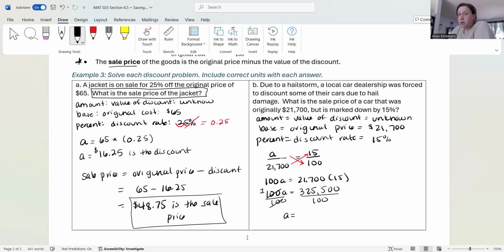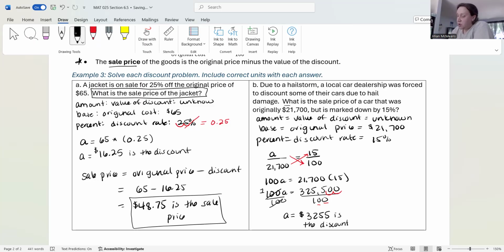And then what we can do here, you could certainly use your calculator to do the side work, but remember, we know how to divide by powers of 10. 100 is definitely a power of 10. We count the zeros in the power of 10 that's in our denominator, and then we just move the decimal in the numerator that many times. So we have 2 zeros, we move the decimal in the numerator twice to the left for division. So we get $3,255 is the discount.